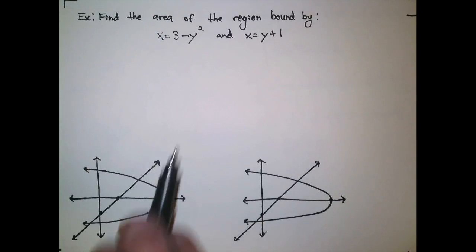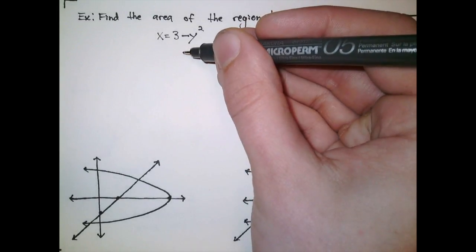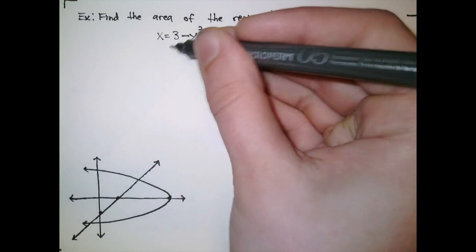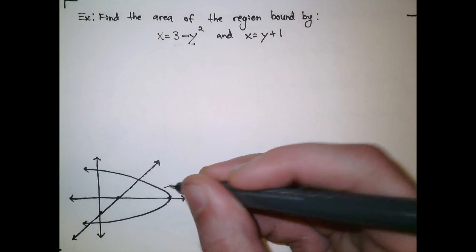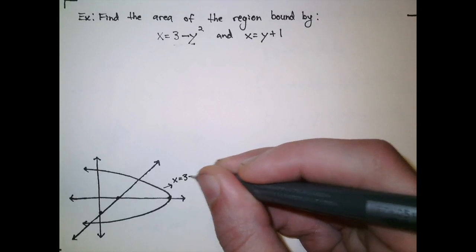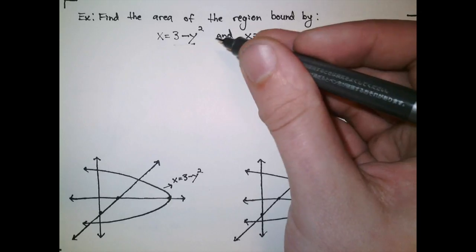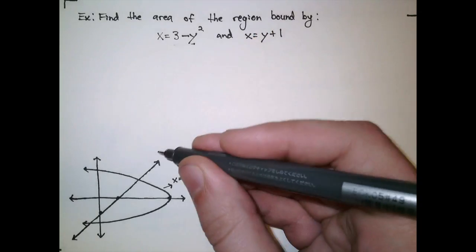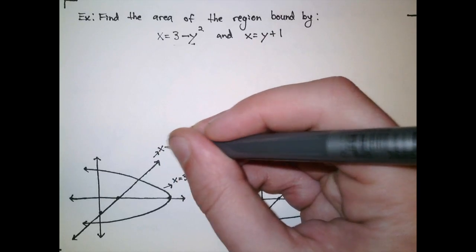Notice these two functions right here. Got 3 minus y squared and y plus 1. So these are functions in terms of y. That first one is a parabola. Now, usually they'll give you graphs for these, so you just have to determine which one. And I know that that function is x equals 3 minus y squared, because that's a parabola looking one, a sideways parabola. And that one right there is x equals y plus 1.